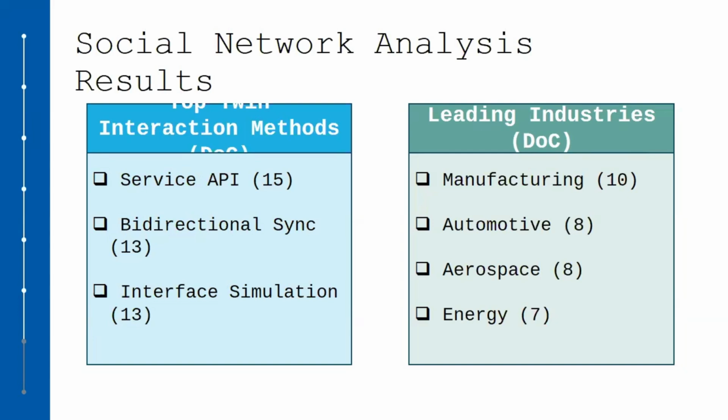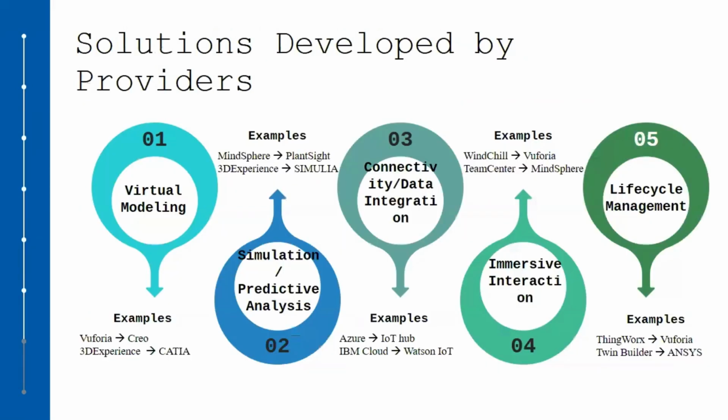For the leading industries, manufacturing by far is the leading industry in digital twin platforms. They have more repetitive work than other industries. We talk about automotive, aerospace, and energy. Digital twin, I have to say, started in the aerospace industry.